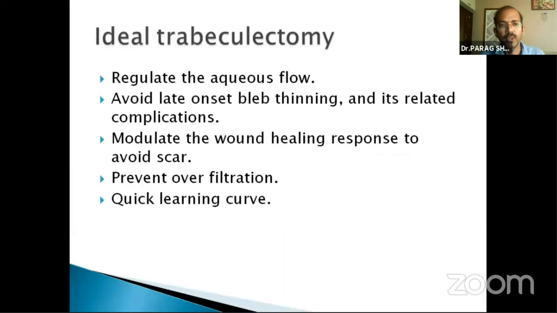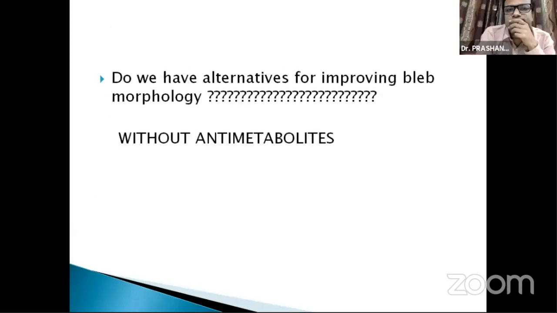So the ideal trabeculectomy is to regulate the aqueous flow. It should not be over-filtration or under-filtration. The pressure should be in control, to avoid late onset bleb thinning and its related complications, and to modulate the wound healing response to avoid the scar. And so, do we have an alternative for improving the bleb morphology?